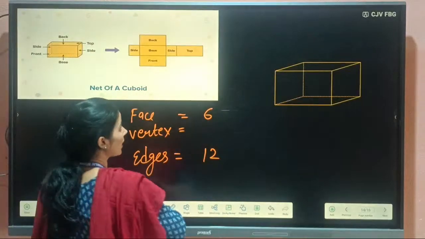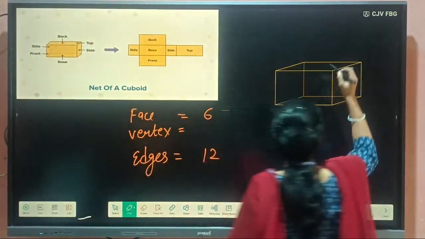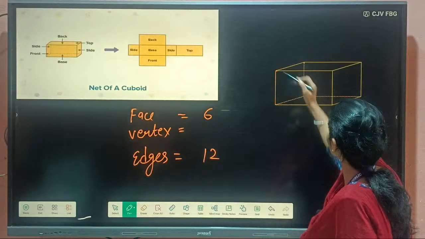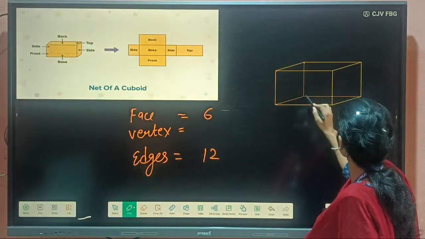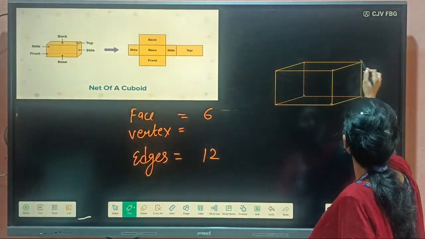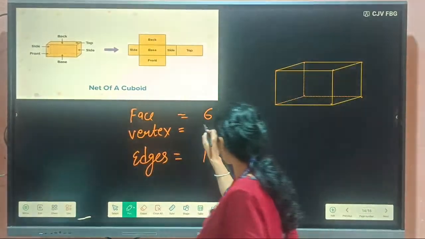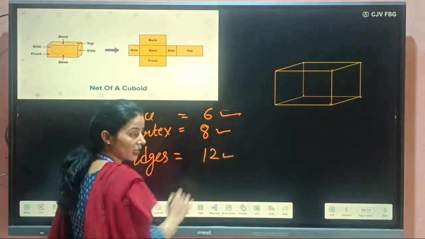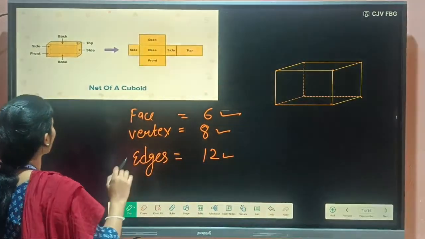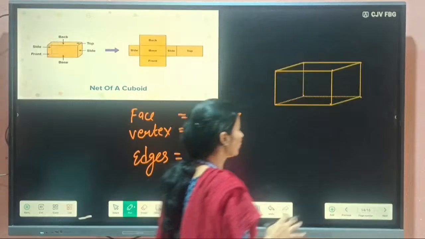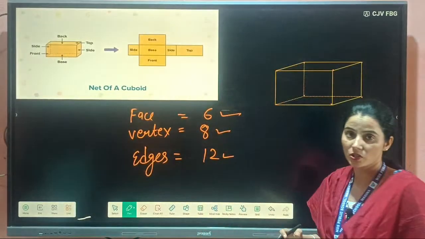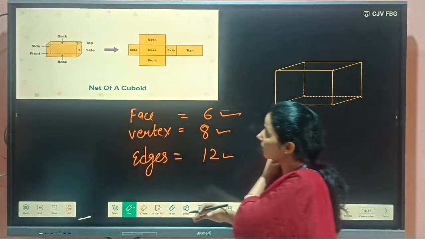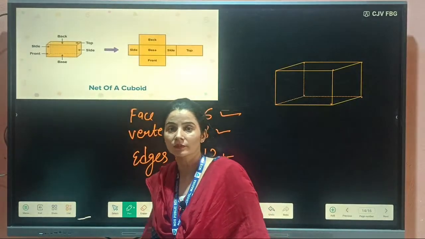Now count number of vertex. Let us count in this figure. 1, 2, 3, 4, 5, 6, 7, 8. So vertex are 8. 6 faces, vertex are 8 and edges are 12. Okay, and face of this cuboid will be rectangular in shape. Opposite faces will be equal.